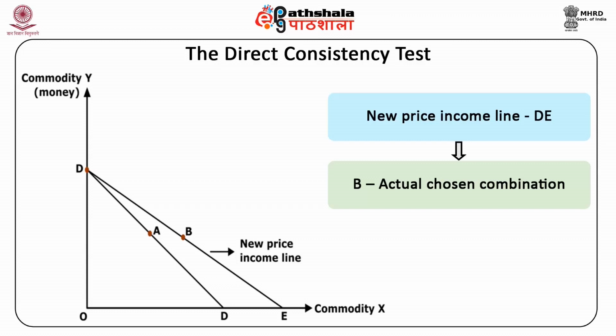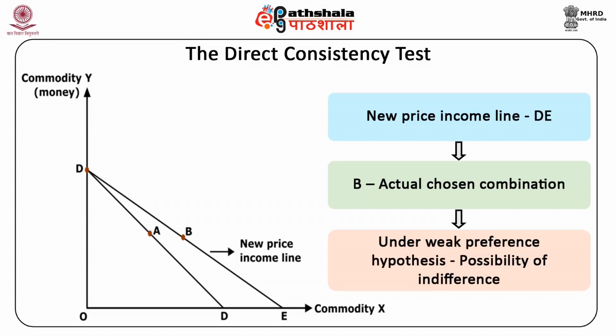The consumer behavior is said to be inconsistent if he reveals his preference for combination A over combination B in situation A, while in situation B he prefers combination B over combination A, when both combinations A and B are available to the consumer in both situations. But under the weak preference hypothesis, the possibility of indifference has to be taken into account.